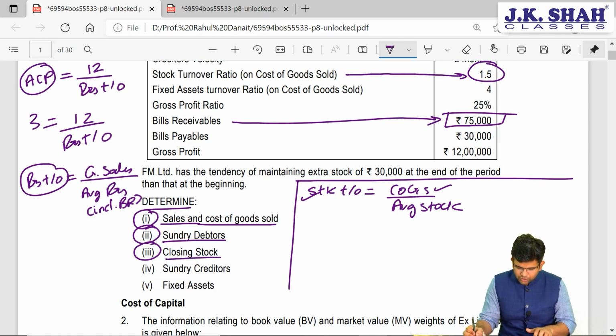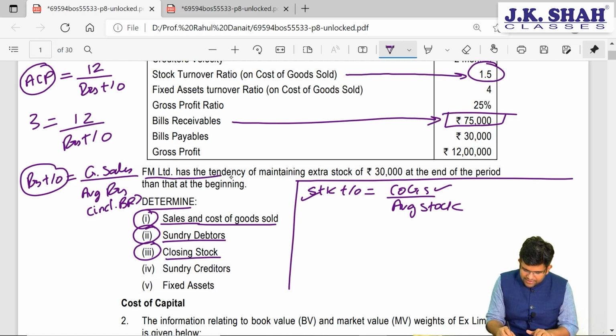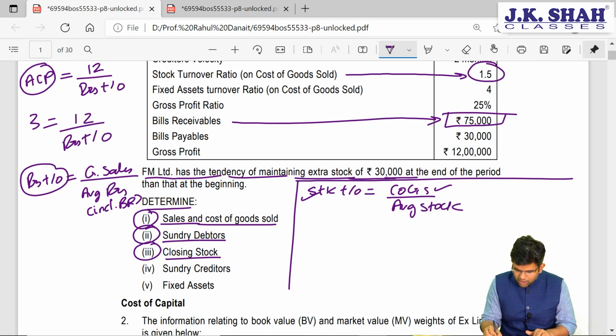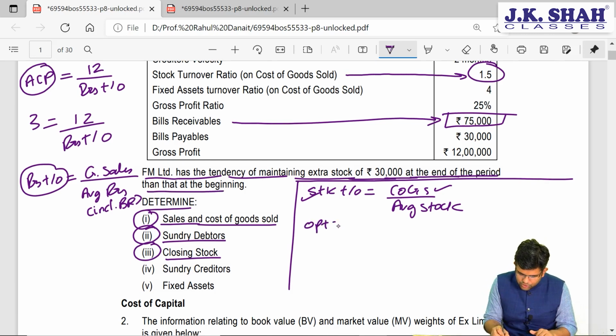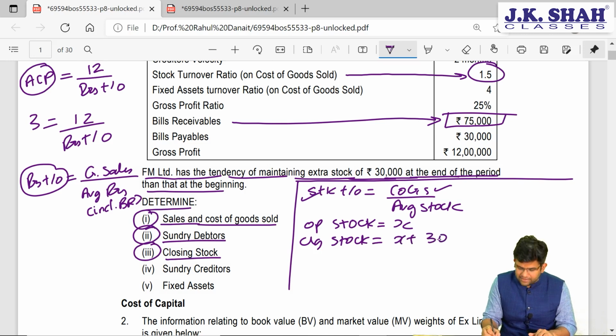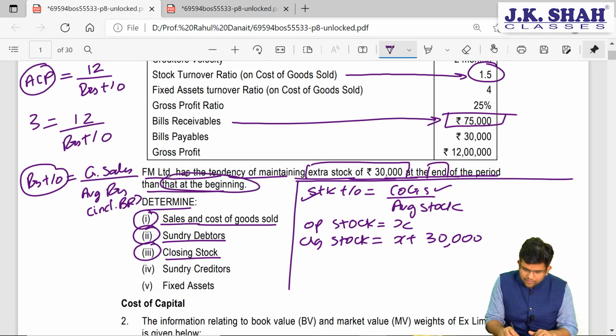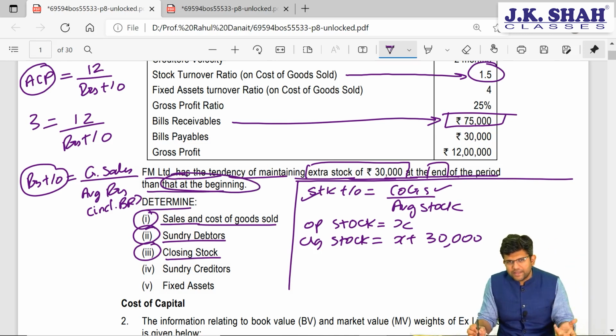So how to find out closing stock? Now read this line. FM Limited has the tendency of maintaining extra stock of 30,000 at the end of the period than at the beginning. So which means they are saying that if opening stock is X, closing stock will be X plus 30,000. Everyone clear? Because they have a tendency of maintaining extra stock of 30,000 at the end of the period as compared to the beginning. So if the opening stock is X, closing stock will be X plus 30,000.